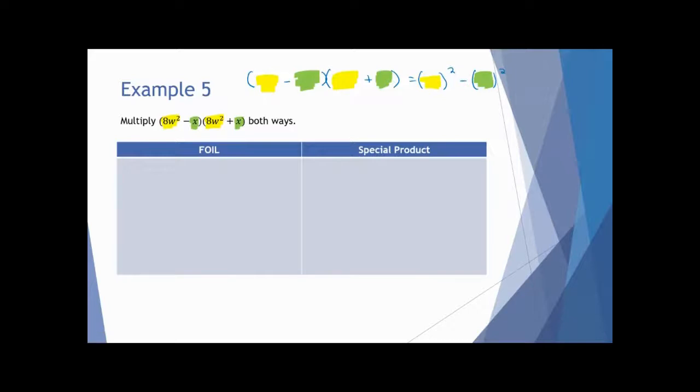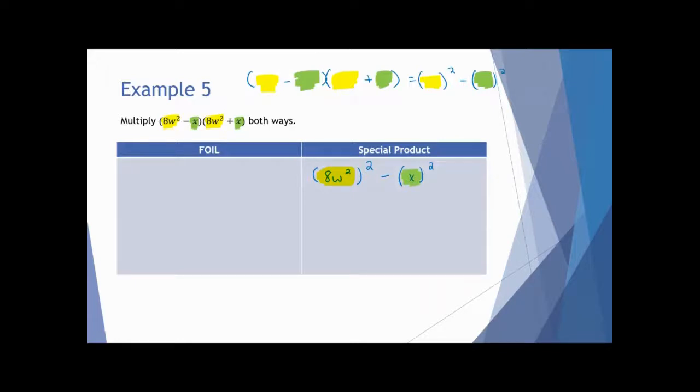So when I use this rule, I'm going to have the yellow squared. So that's going to be 8w squared, squared. I picked this example because I already have a square in there, so I wanted to show you what happens with that. And then the green is just x. So I'm going to go back. So the yellow was 8w squared, and then the green is x.